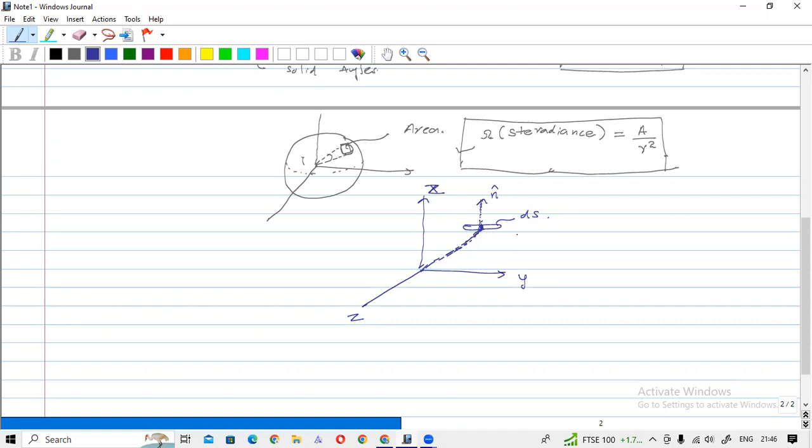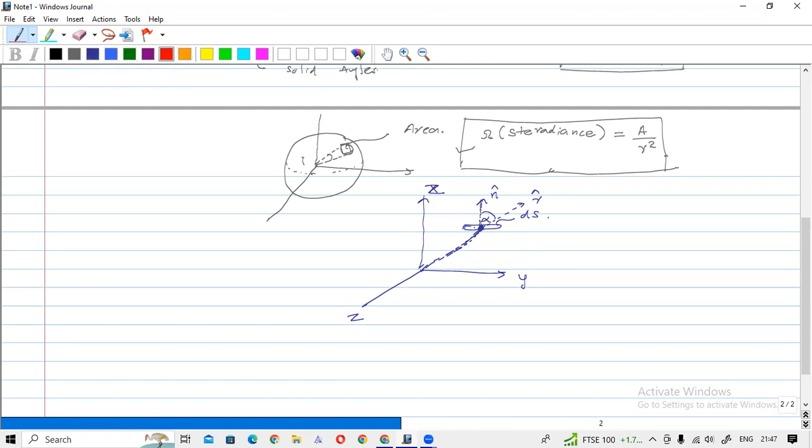you can consider that this area is very small, so it is just like a point. If you consider this point, it is a position. That position vector direction is r hat. Let's say that the angle between this n hat and r hat is alpha. Now you want to find the solid angle due to this surface.